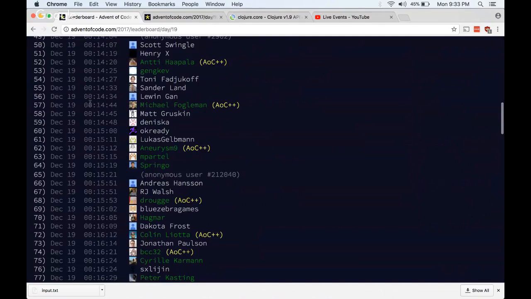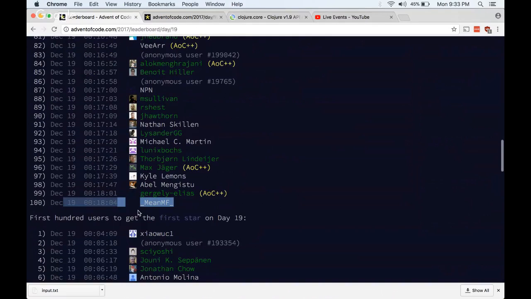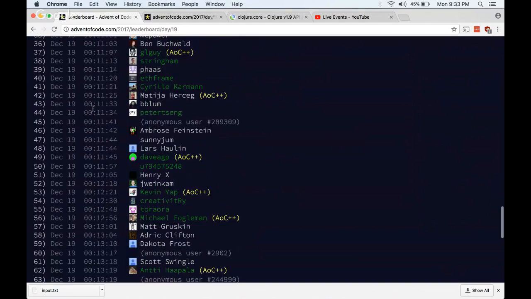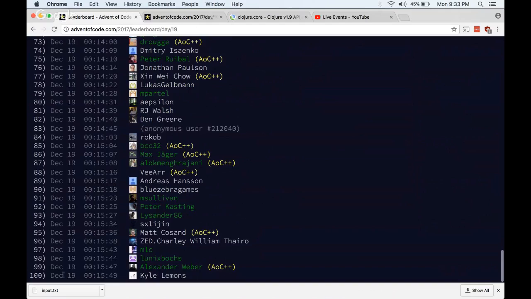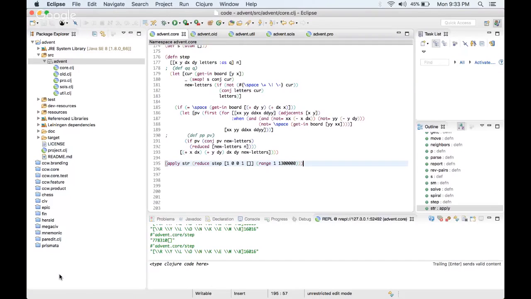So it looks like they were getting both stars in about 18 minutes. Looks like we took about 30 minutes to get both stars, and the first star about the same. It isn't too surprising, since the second problem follows pretty easily from the first. Although, my use of reduce here and this reduced.